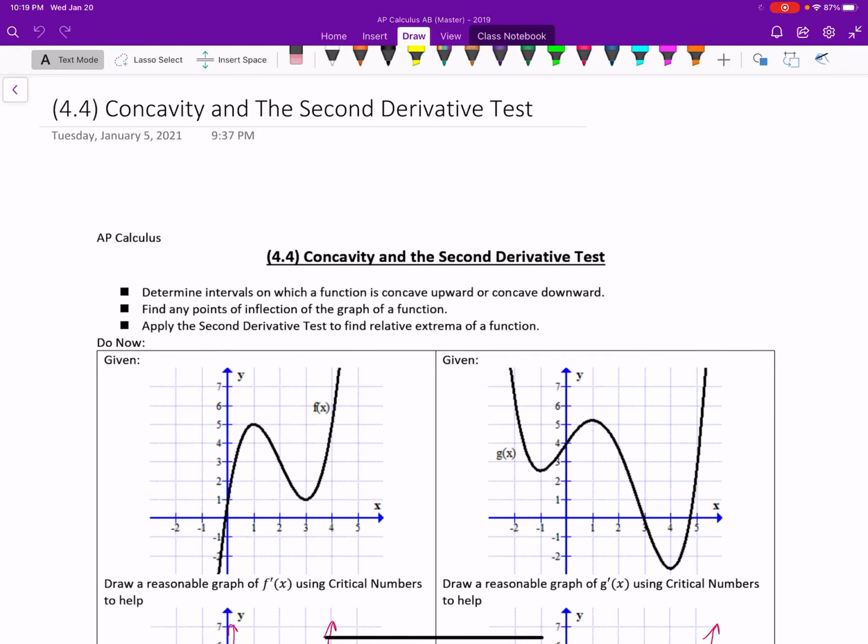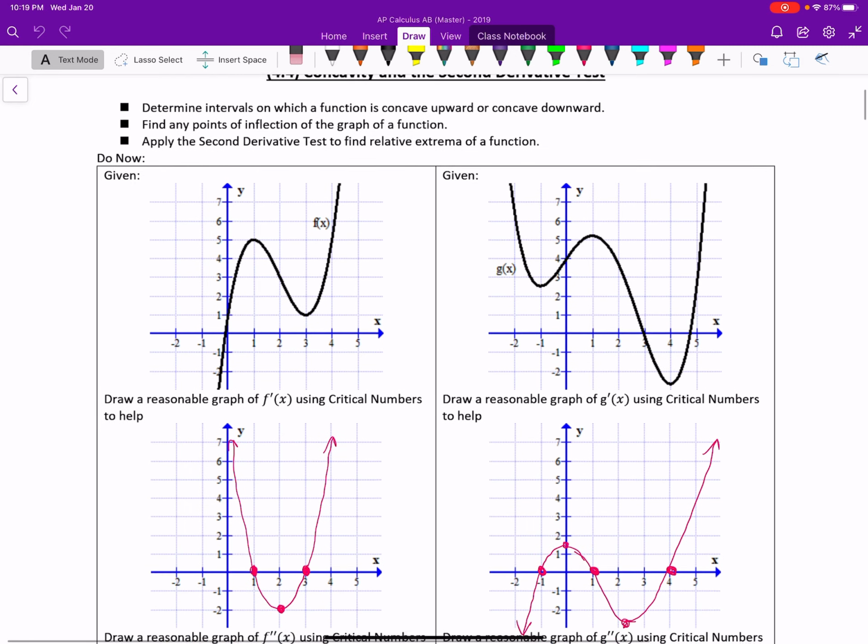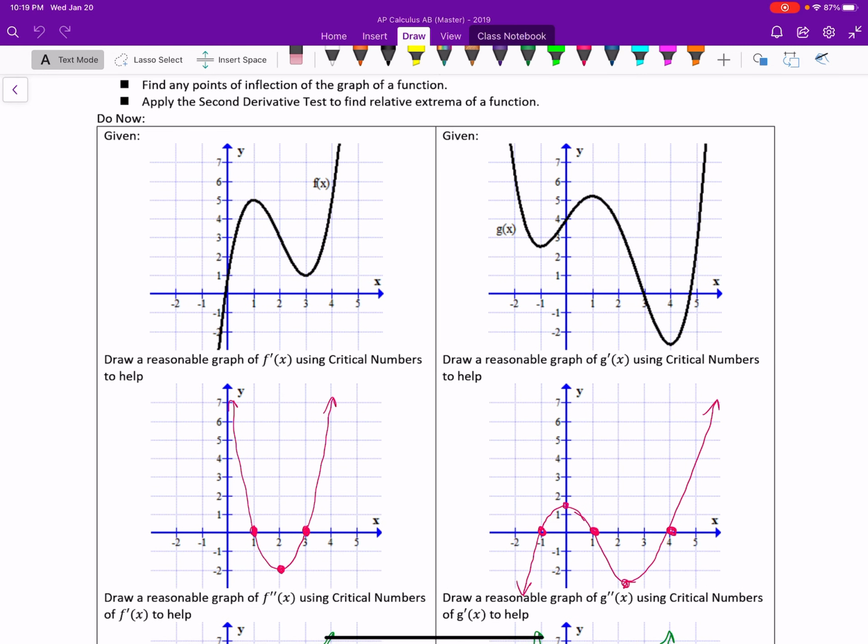Concavity and the second derivatives test. I'm hoping that you did try the do now before you look at this video. If you haven't done that, pause the video and try the do now right now on your own first. If you make a mistake, you'll fix it. It's not a problem. But you're asked to draw the derivative of the function.